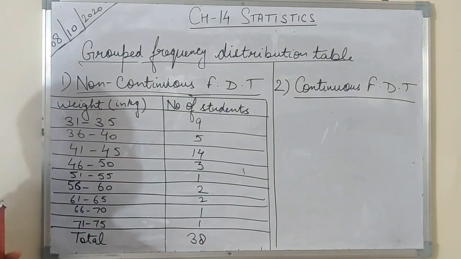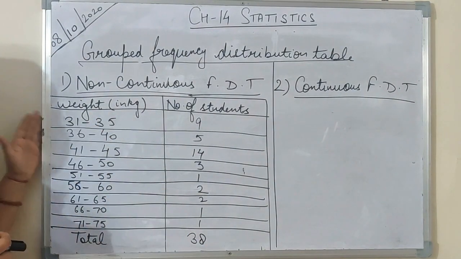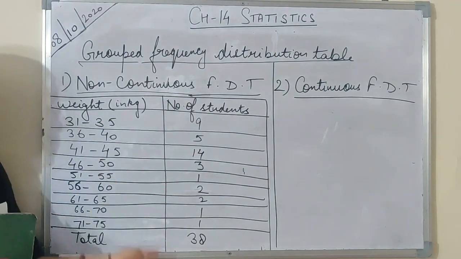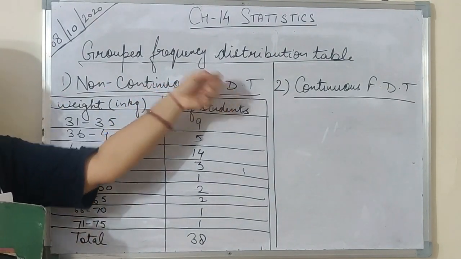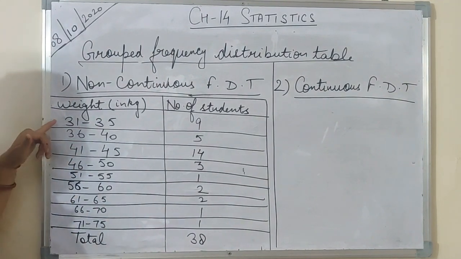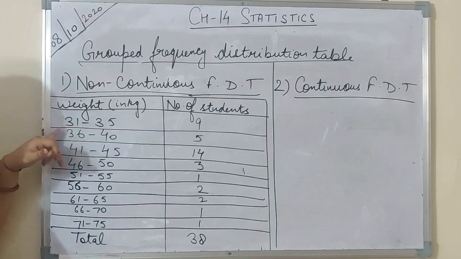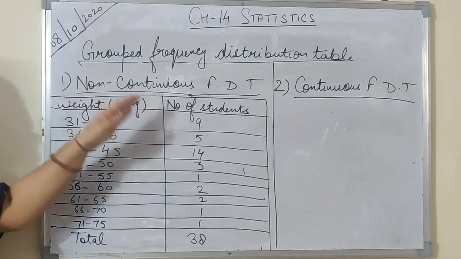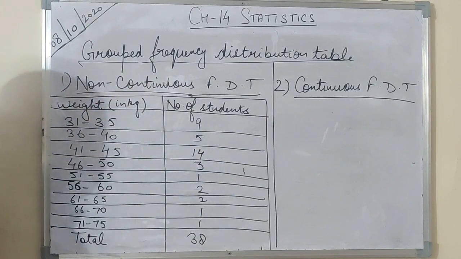Okay, so I think this table is clear to you. Now you will observe that I have made this table as a non-continuous frequency distribution table. As there are non-continuous intervals over here, that's why the name of this table is non-continuous frequency distribution table.